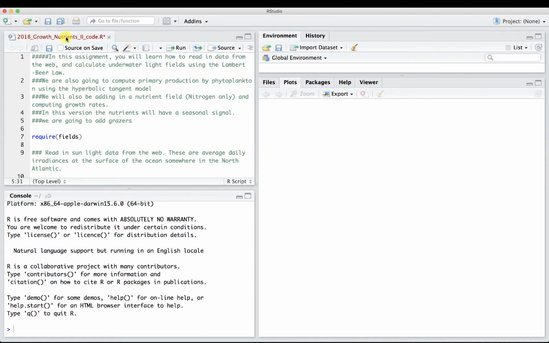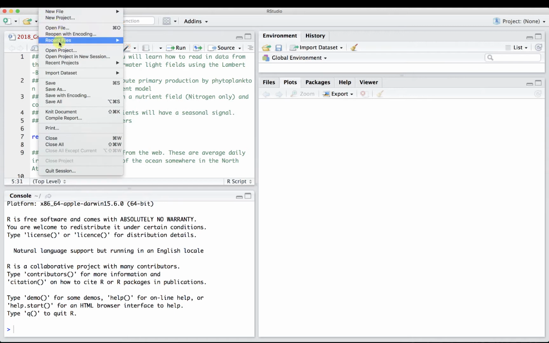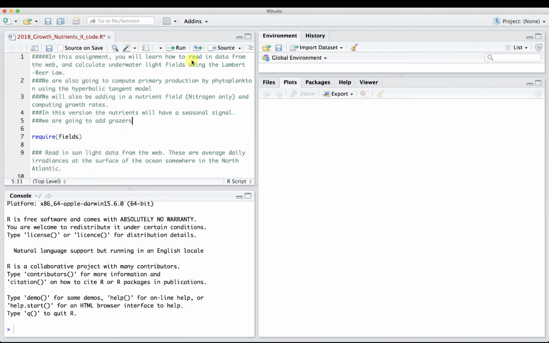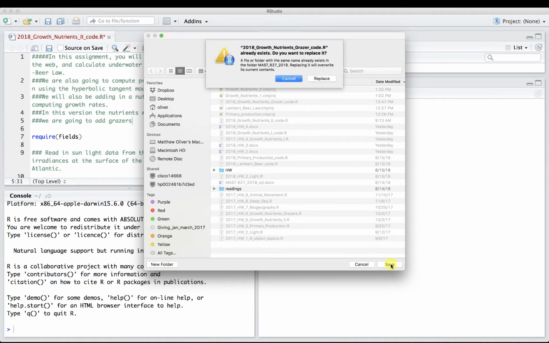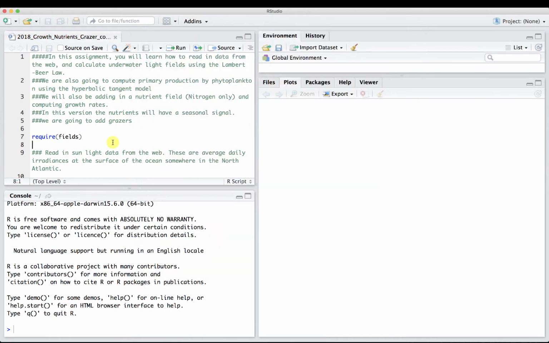So I'm just starting with our old code here that we made last time, and I'm just going to save as, and I'm going to make it Grazer code. And we're going to modify a couple things here. So let's go ahead and require fields. We're going to do that.